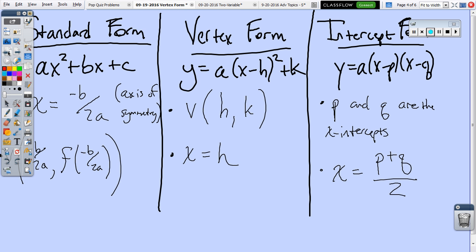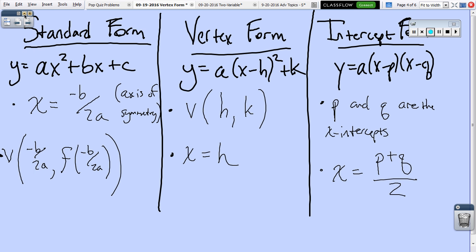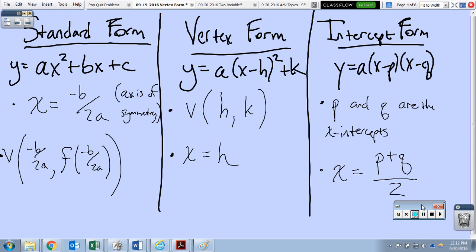Okay. So let's review this. You guys are a little bit ahead of first period, which is good for you. Let's review these three different forms of a quadratic: standard form, vertex form, and the newest one, intercept form. But it's very easy. When it's given to you like this, P and Q are both the x-intercepts. It would make the value of the function equal to 0.